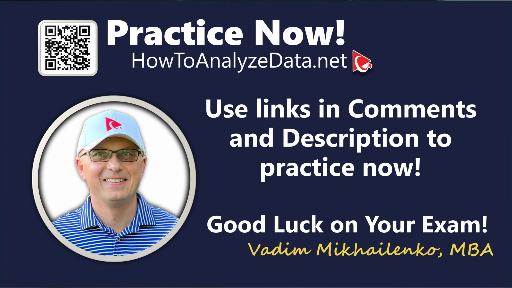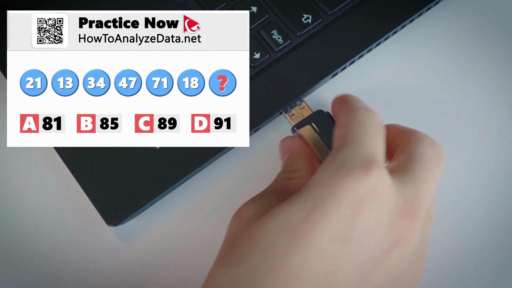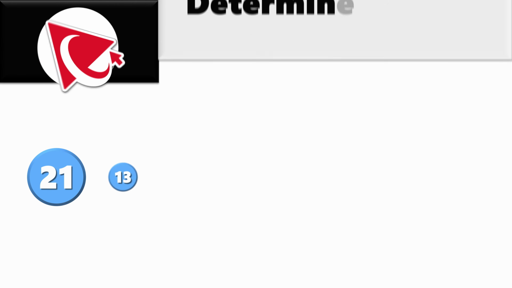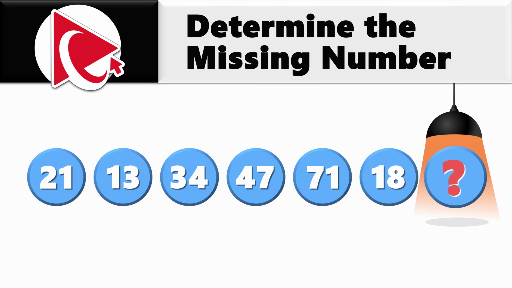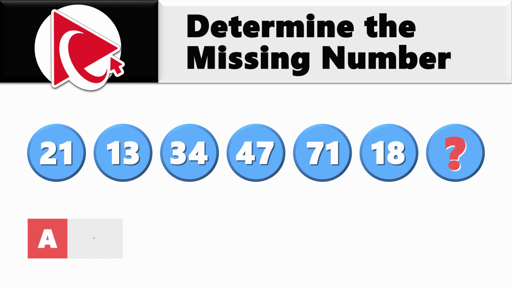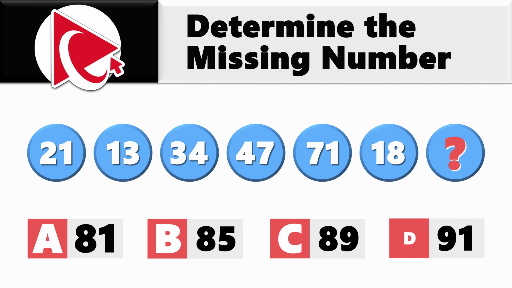This question reminded me of my experiences with USB sticks. It always feels like a 50-50 chance, but somehow it's never the right way for me. You're presented with the sequence of numbers. The numbers are 21, 13, 34, 47, 71, 18, and then comes the missing number, which you need to calculate and select out of 4 possible choices. Choice A, 81, choice B, 85, choice C, 89, and last but not least, choice D, 91.